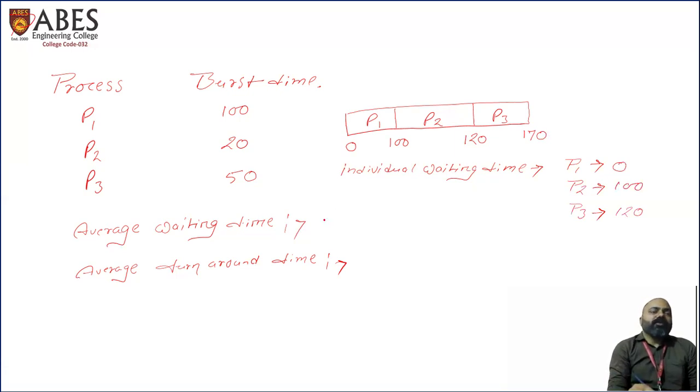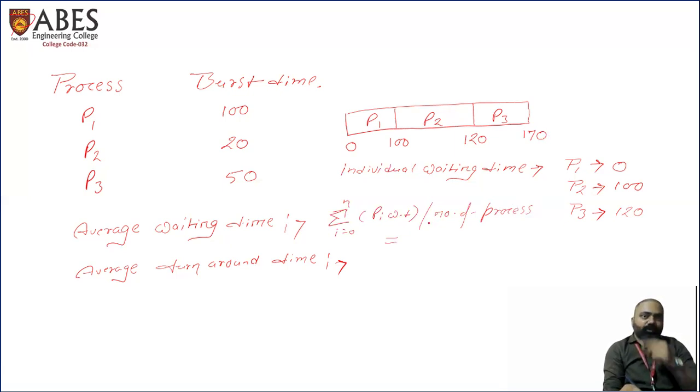So what will be the average waiting time? Summation of i equals 0 to n, Pi WT, divided by number of processes. So this will be 100 plus 120 equals 220, divided by 3.